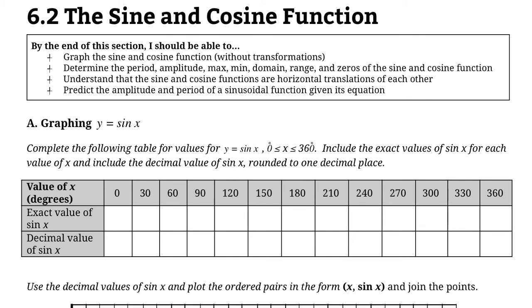In this video, we're going to learn about the sine and the cosine function. By the end, we'll be able to graph the sine and cosine function without any of the transformations. We're going to be able to determine these characteristics of both functions. We're going to understand that the sine and cosine functions are just horizontal translations of each other, and we'll be able to predict the amplitude and the period of a sinusoidal function given its equation.